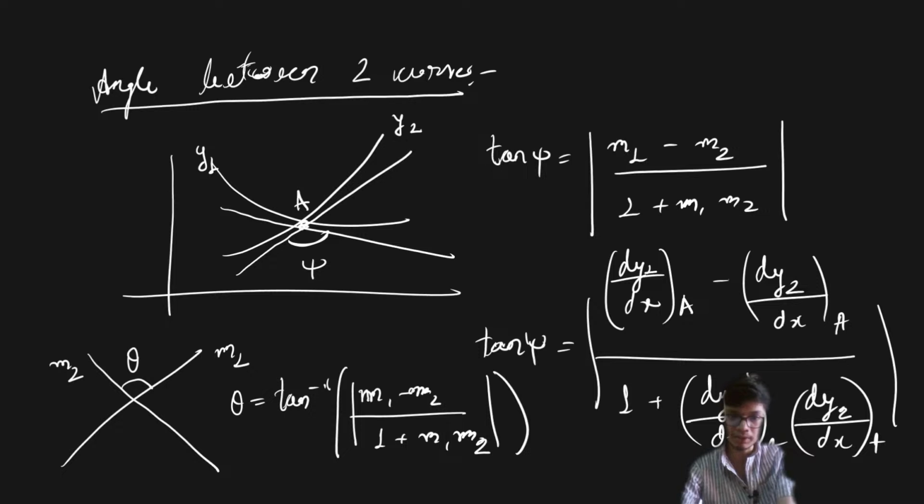Instead of these slopes, I'm just replacing them with the slope of the tangent, because in order to find the angle between two curves, it is very important to know that the angle between the curves at a particular point of intersection is nothing but the angle between the tangents at the common point. So if you are able to find the angle between the tangents, then you are able to find the angle between the curves. Is this concept clear for all of you?